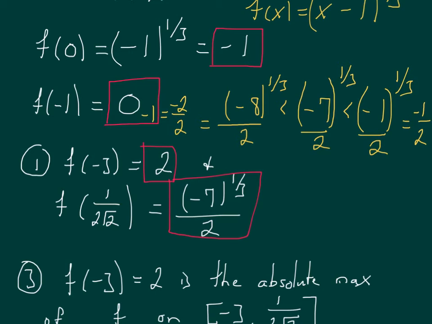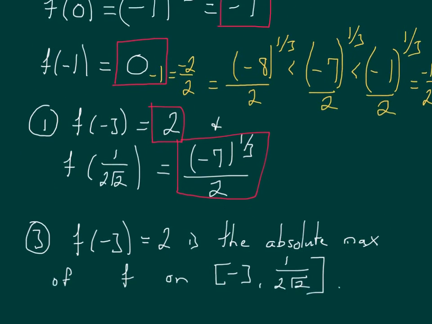In particular, minus 7 to the power 1/3 divided by 2 is bigger than minus 1. That's what I was interested in. This number is bigger than this number. Minus 1 then is the smallest of these two numbers, and therefore the smallest of all four numbers. So the value that f takes at 0 is the minimum value that f is going to take on this interval. So we can just write that down now.